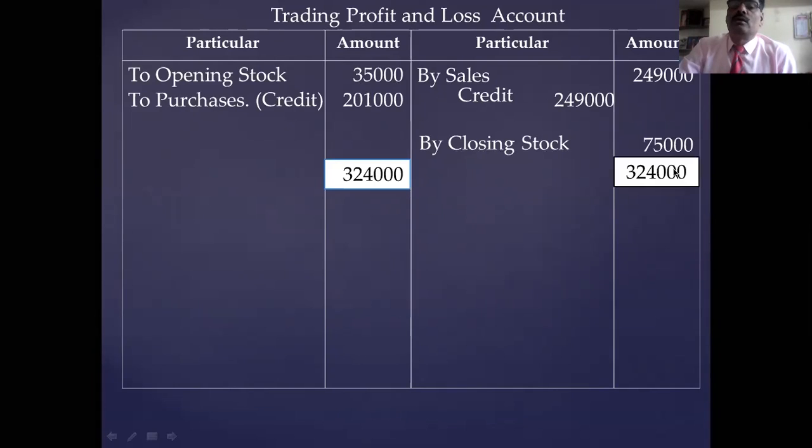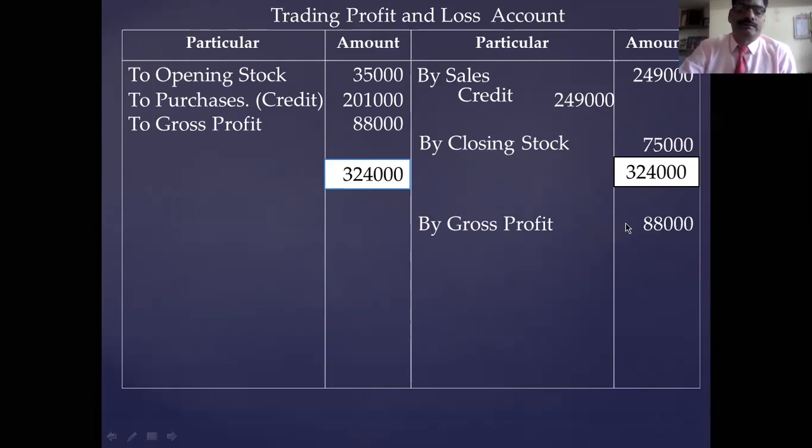You take these, total is 3,24,000. Okay, 3,24,000 is the total. The difference is 88,000. This difference is gross profit. You take the gross profit to the next step. Gross profit is 88,000. Then you enter the items related with P&L account.